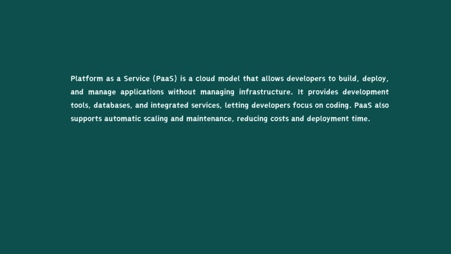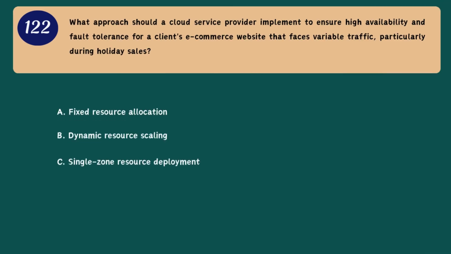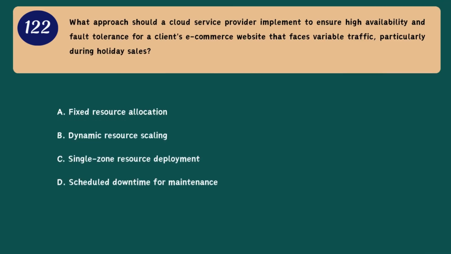Question 122. What approach should a cloud service provider implement to ensure high availability and fault tolerance for a client's e-commerce website that faces variable traffic, particularly during holiday sales? A. Fixed resource allocation. B. Dynamic resource scaling. C. Single zone resource deployment. D. Scheduled downtime for maintenance.